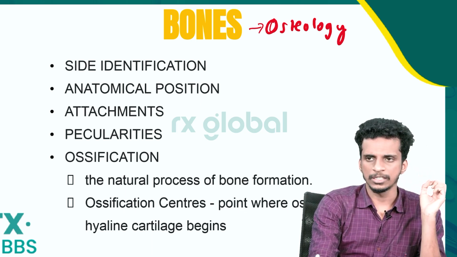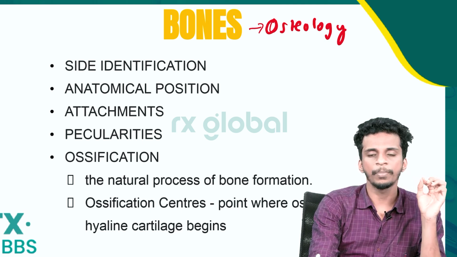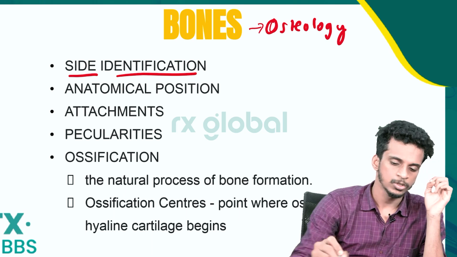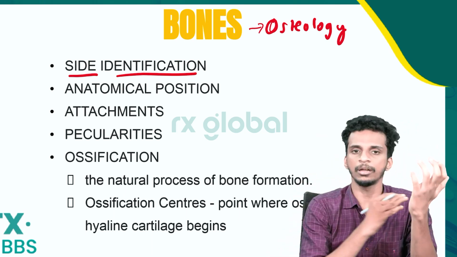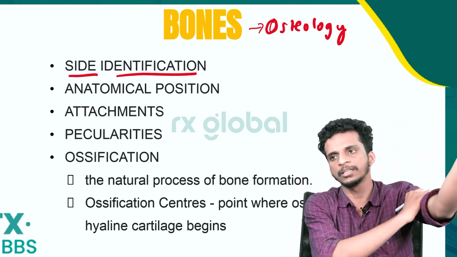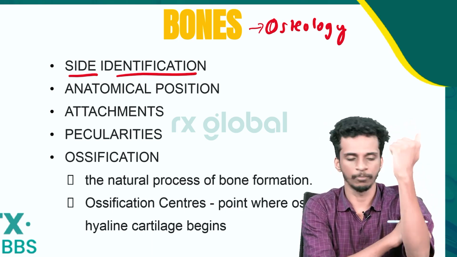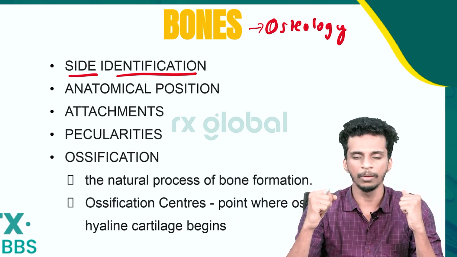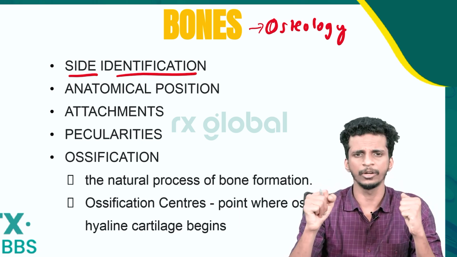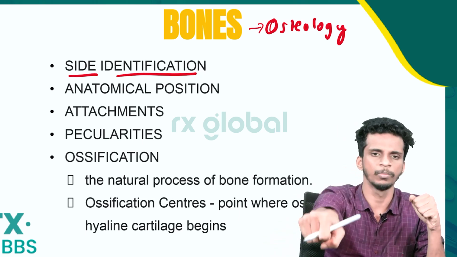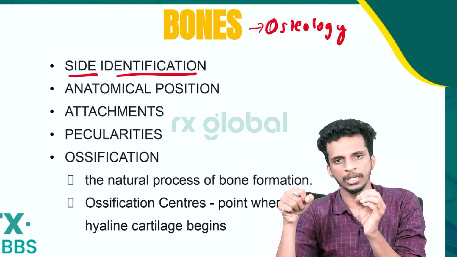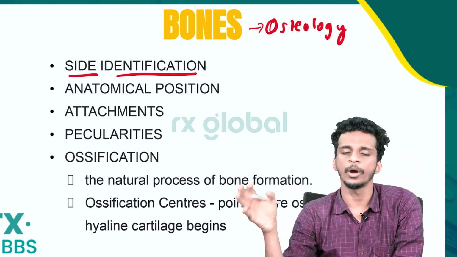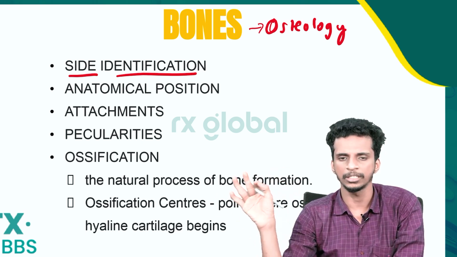As far as a bone is concerned, what should you learn? One is side identification. Whenever you get a bone, for example a humerus, you know that the humerus is the bone which lies in my arm. By looking at the bone, I should be able to say which sided humerus it is. If somebody gives me a humerus, I should be able to say that it is either a right sided humerus or a left sided humerus. So you learn certain points to identify whether a bone is right sided or left sided.